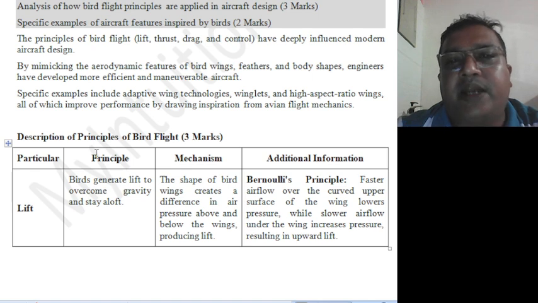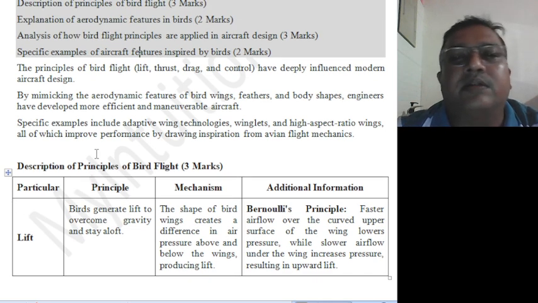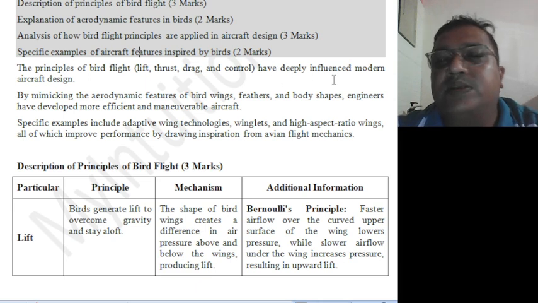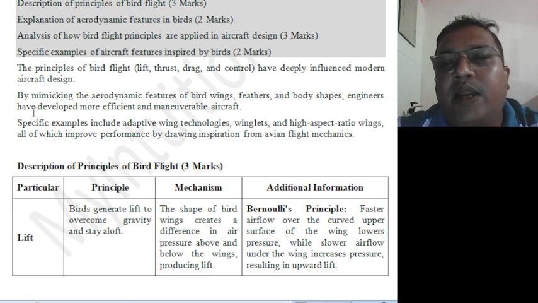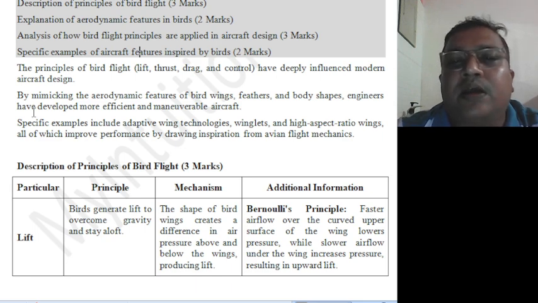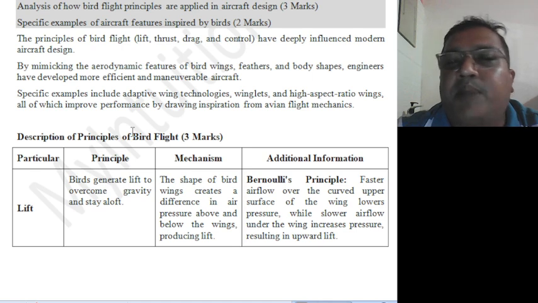The principle of bird flight mainly consists of lift, thrust, drag, and control. These are terms which come under physics as well as aerodynamics. Aeronautical engineering students can also benefit from this. These have deeply influenced modern aircraft designs. By mimicking the aerodynamic features of bird wings, the feathers, the body shape, the bone shape, engineers have developed more efficient, maneuverable aircraft. Specific examples include adaptive technologies like winglets and high aspect ratio wings, all of which improved performance by drawing inspiration from the flight mechanics of birds.